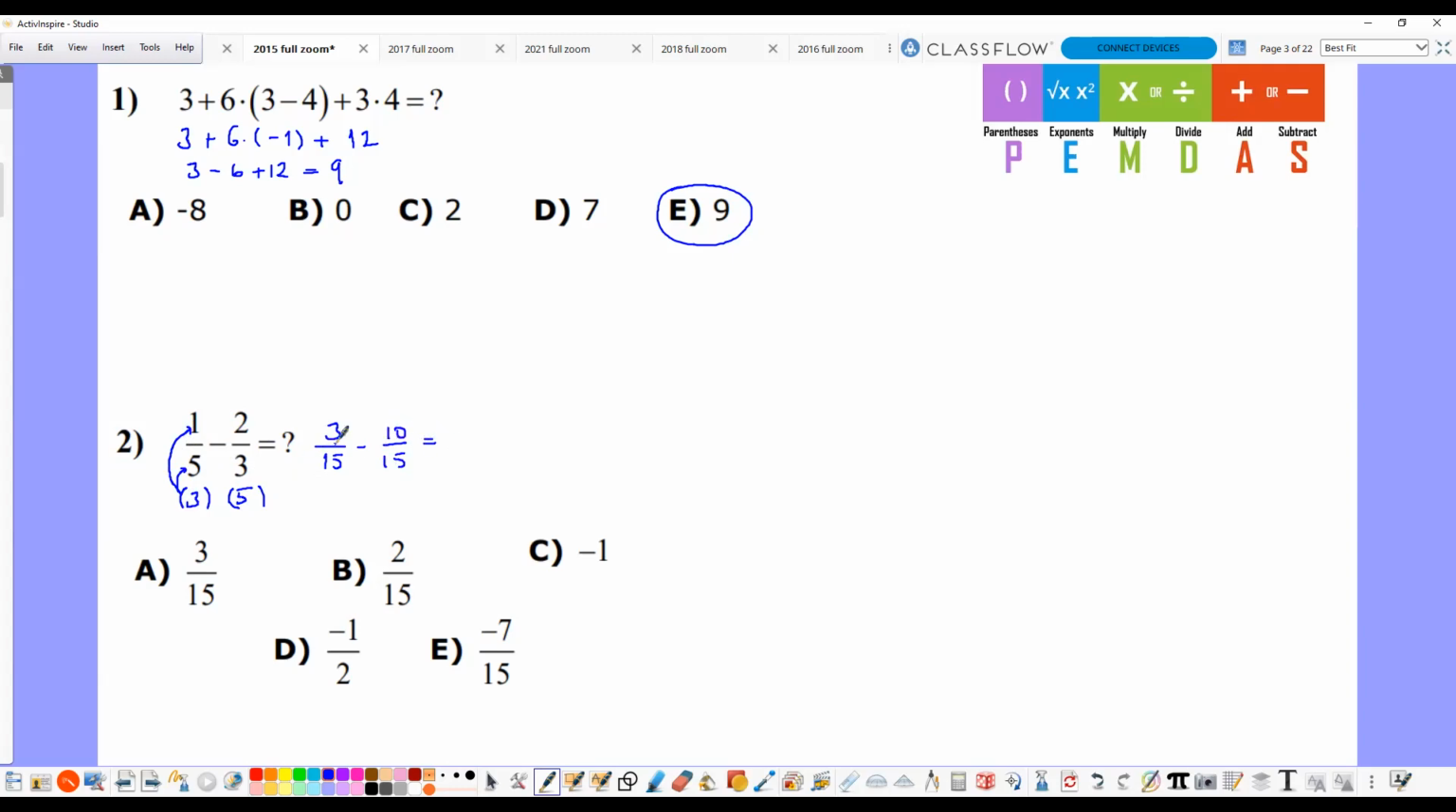So the answer here, 3 minus 10 divided by 15, which is equal to minus 7 divided by 15. So the answer is E. Okay.